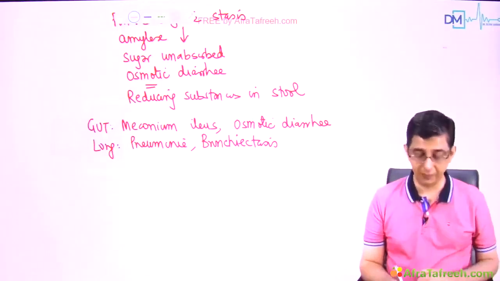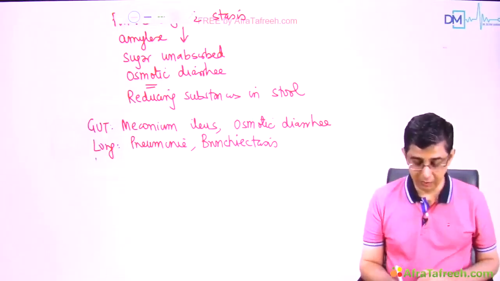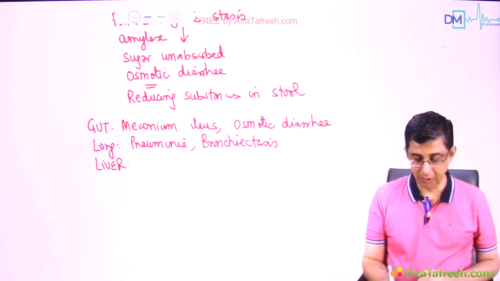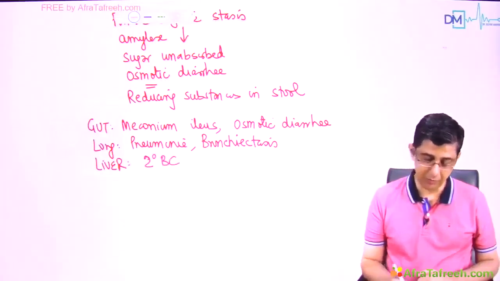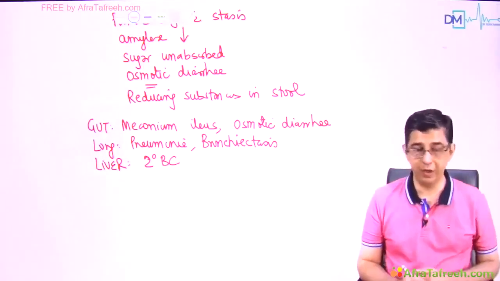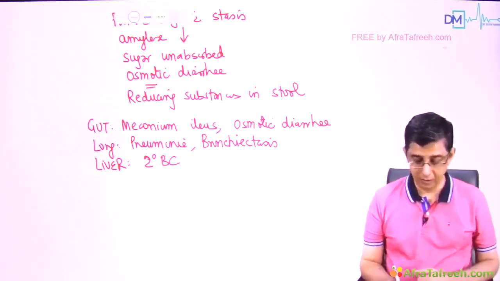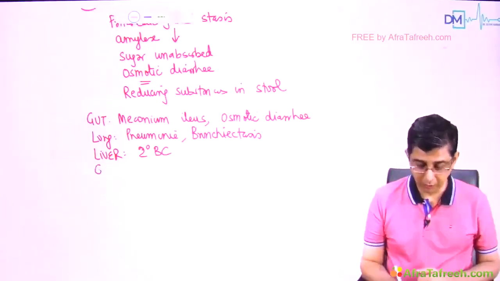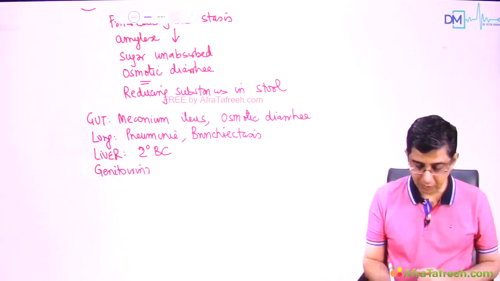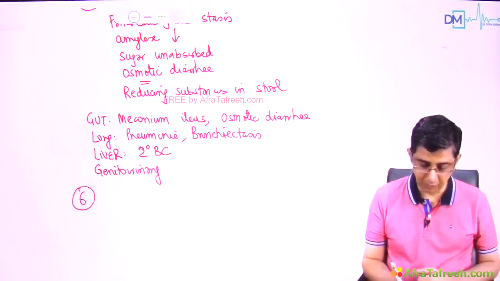Then in these patients, liver can be involved, and that can cause SBC, secondary biliary cirrhosis, in a patient, whereas primary biliary cirrhosis would be due to anti-mitochondrial antibody. Then in these patients, you could also be having involvement of the genitourinary system. What I mean by genitourinary system involvement, and that would be the sixth involvement of this patient, would be infertility.